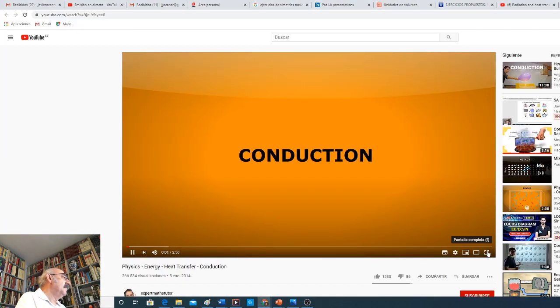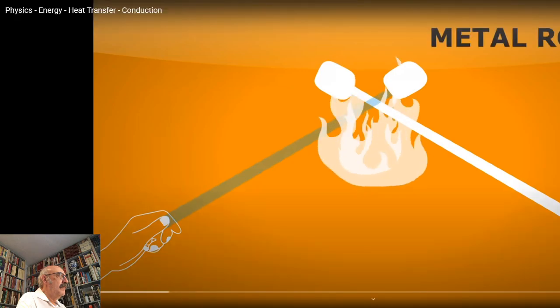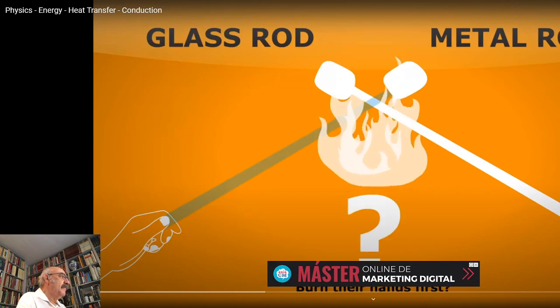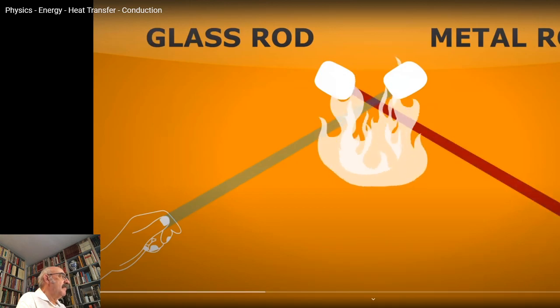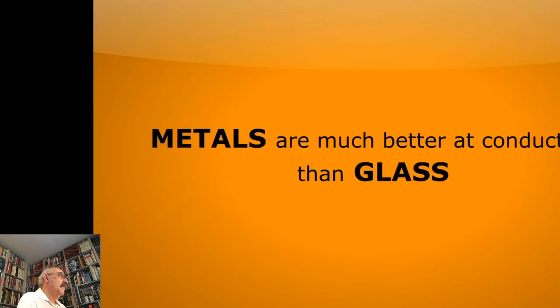Conduction. So, here we see two likely lads toasting some marshmallows on an open fire. One of them has chosen a metal rod to put their marshmallow on the end of, the other one chose a glass rod. Which one of them do you think is going to burn their hands on their rod first? Well, let's wait and see. Oh, there we go. We can see it was the guy with the metal rod. Why do we think that was? Well, actually, it's because metals are much better at conducting than glass. Glass still does conduct, just not as well.